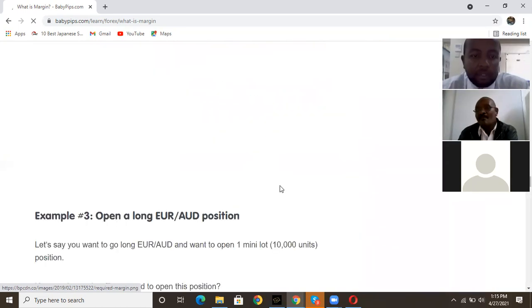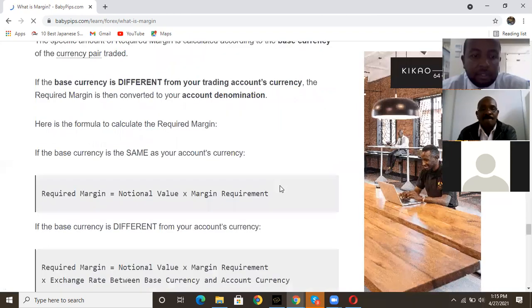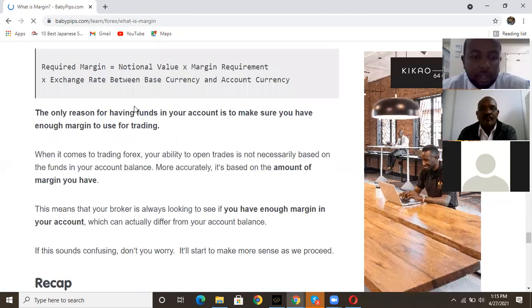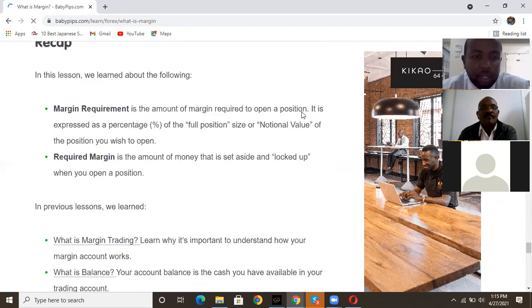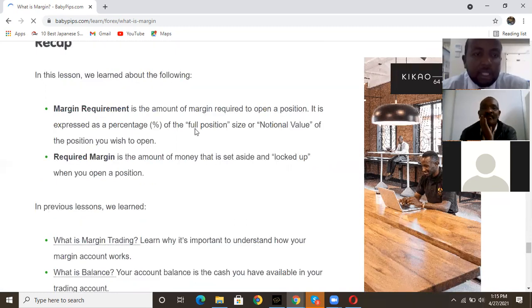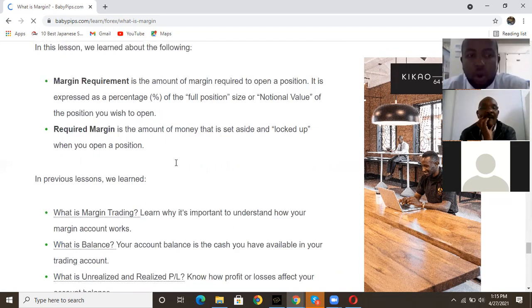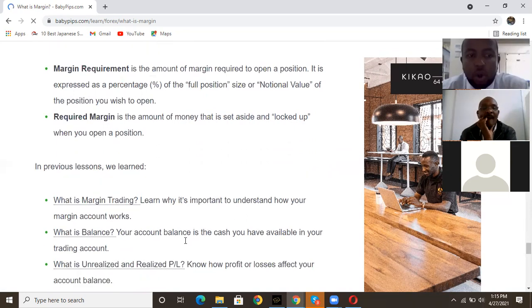Let's recap again. Margin requirement is the amount of margin required to open a position and is expressed as a percentage. Required margin is the amount of money set aside. There's an amount that will be set aside or locked up for you to run that trade when you open that position. That is what margin trading is all about.